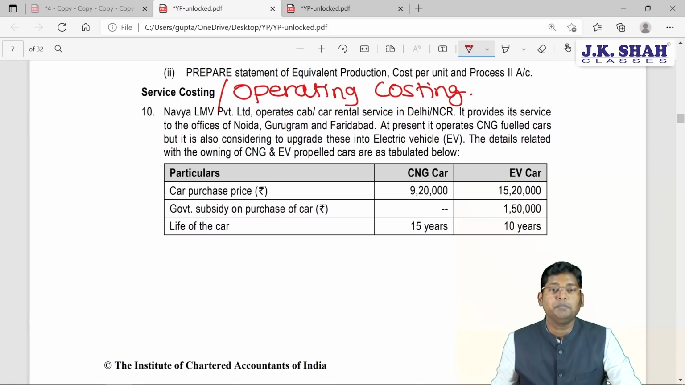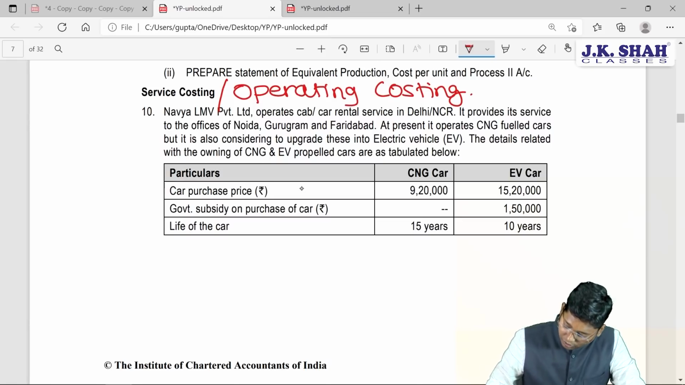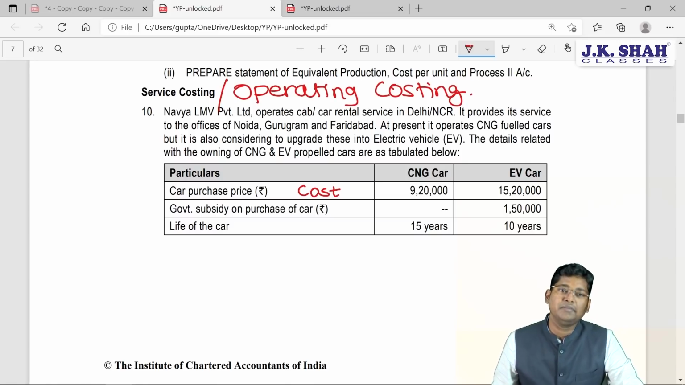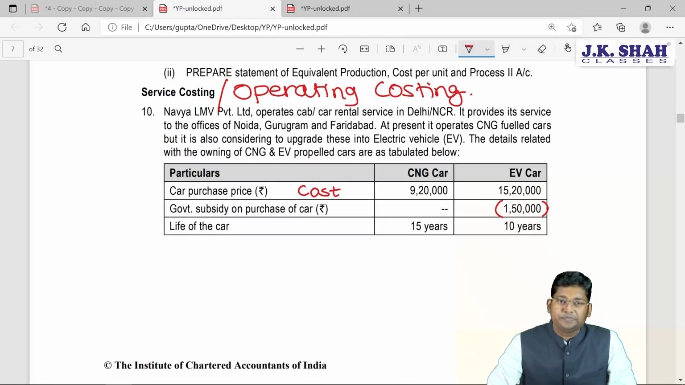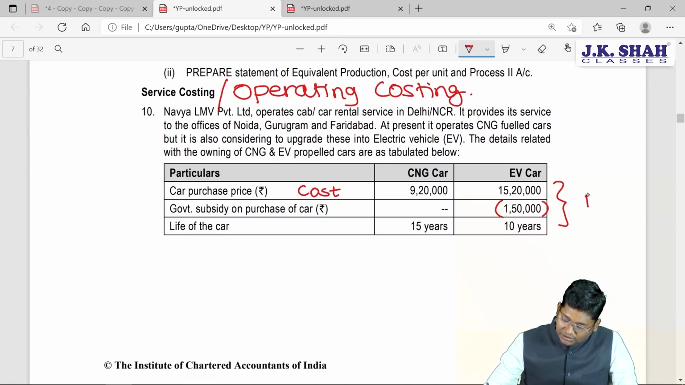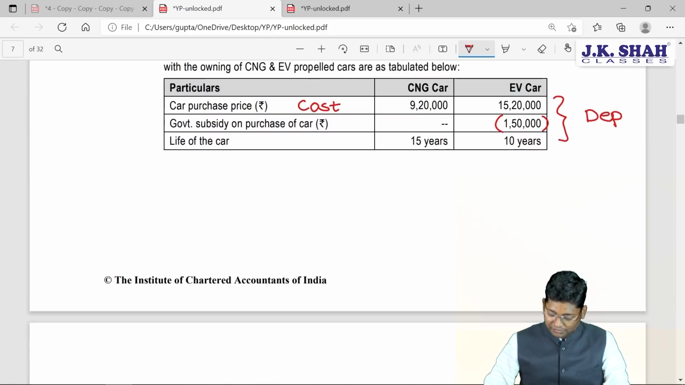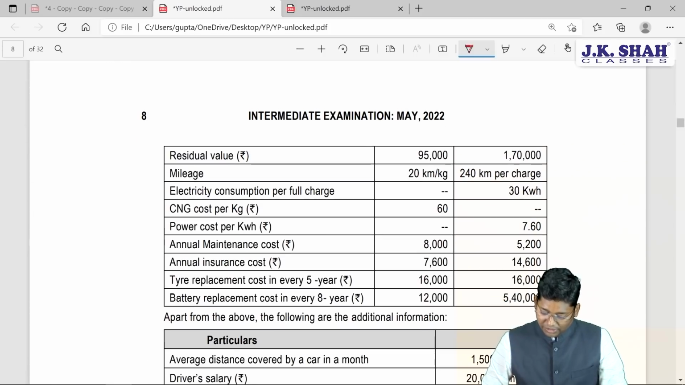Very first, the car purchase price is given. This is nothing but the cost of car purchase. While purchasing the car, sometimes the government gives you a subsidy. Because of the subsidy given by the government, your car price gets reduced. This subsidy is only available on electric vehicles. Life of car is given. If you observe this data, by using this you can easily calculate depreciation related to each car. Then residual value is given.